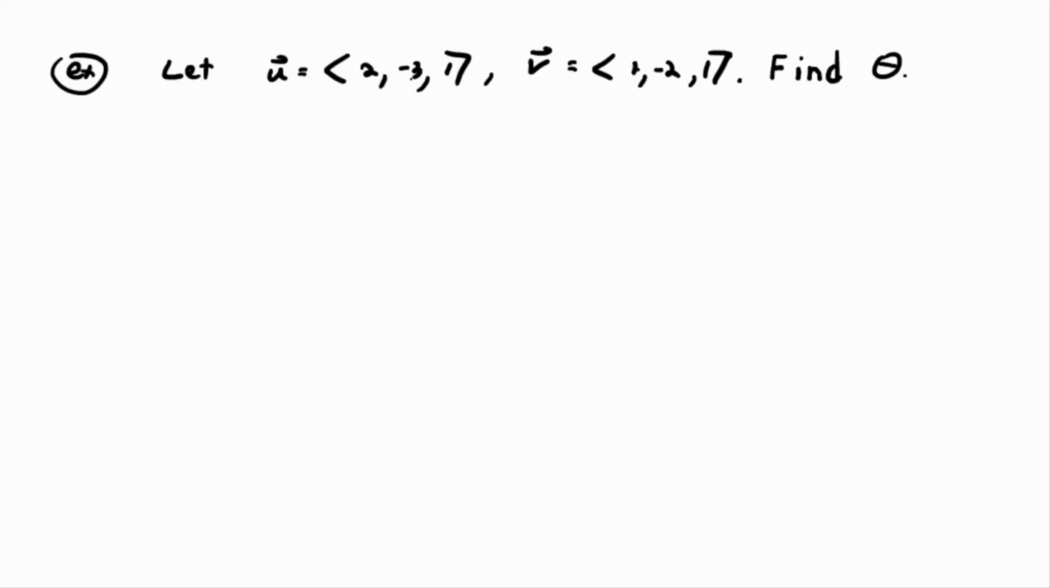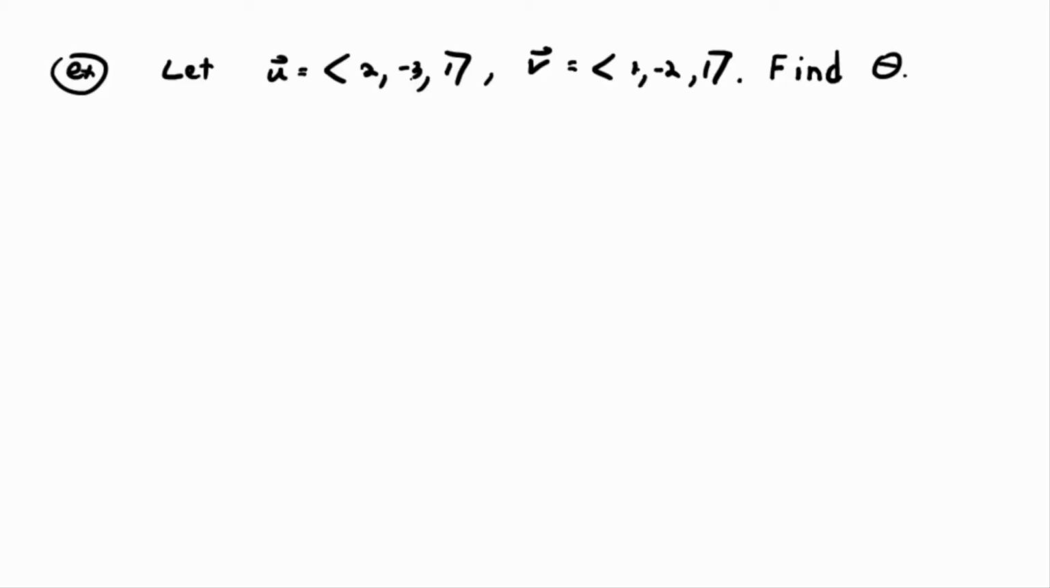Okay, here we go. Continuing on. Let's find theta where u is equal to the vector with components 2, -3, 1, and v has components 1, -2, 1.